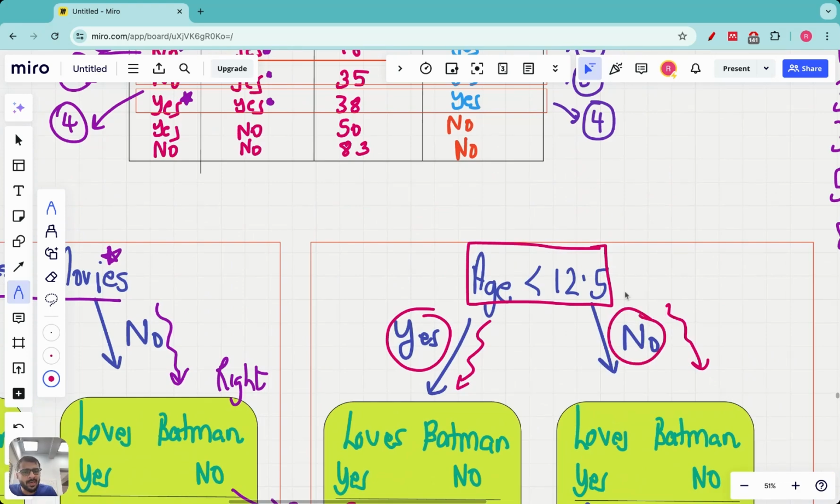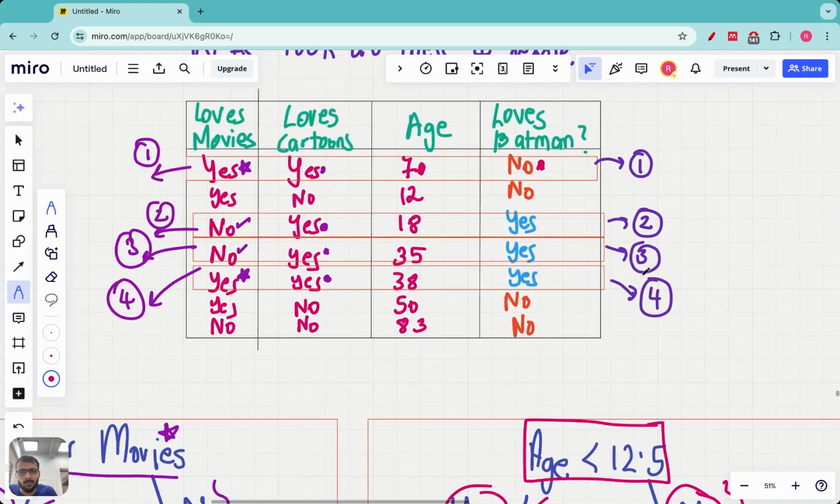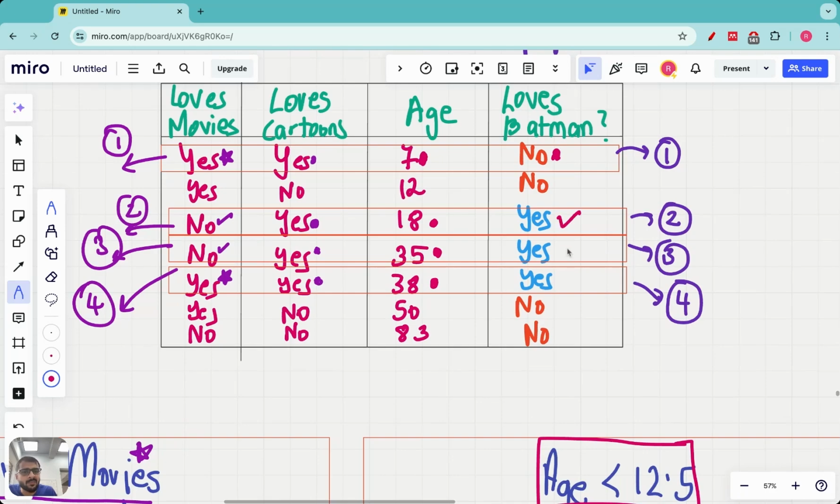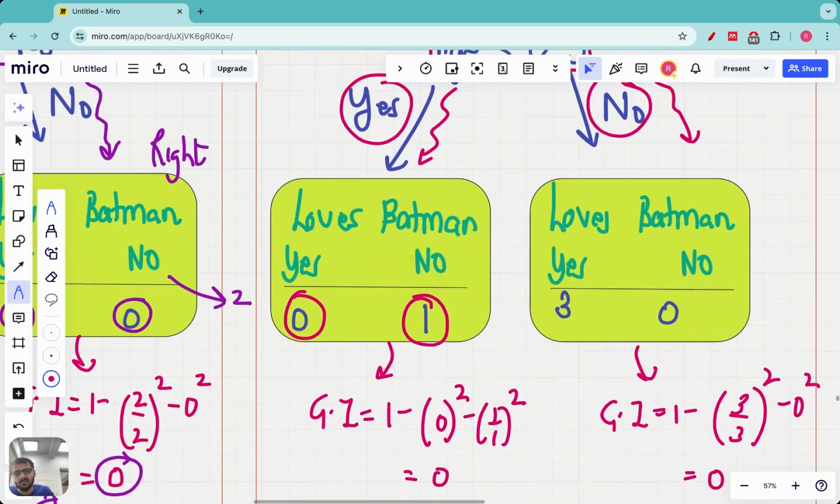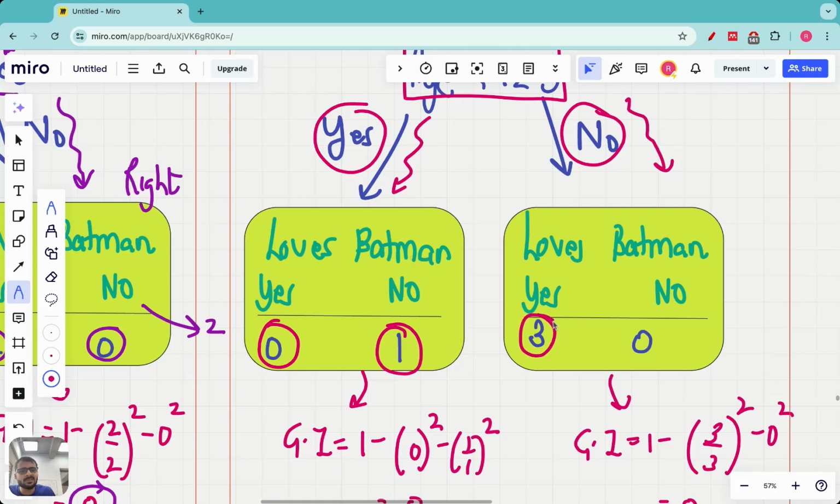Now let's look at the no category here, which means age greater than 12.5. So among these four people, it's this person, and this person whose age is greater than 12.5. And let's see whether they love Batman. So we can actually see that all of them have said yes, that they do love Batman. So the answer in this leaf is that 3 have said yes and then 0 have said no.